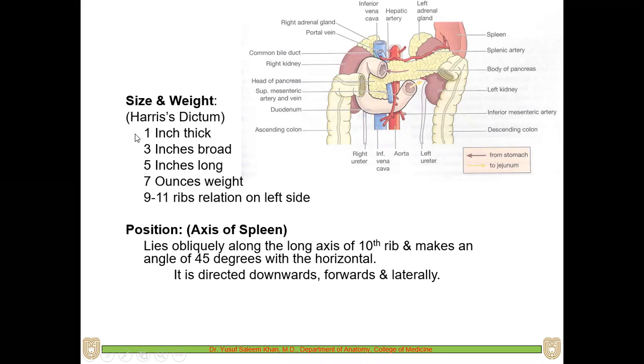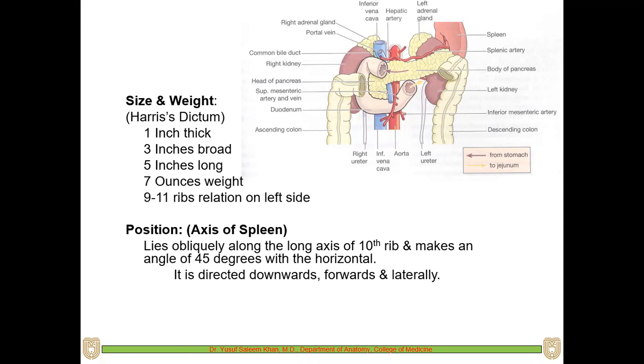So what is this Harris dictum? It is 1 inch thick. If you see here, this is the spleen. If you measure this thickness, it is almost 1 inch in thickness and 3 inches in breadth, and the length of the spleen is almost 5 inches. The weight is almost 7 ounces, and it is between the ninth and the 11th rib. I will later show you how it is in relation to the ribs. So this is called the Harris dictum.